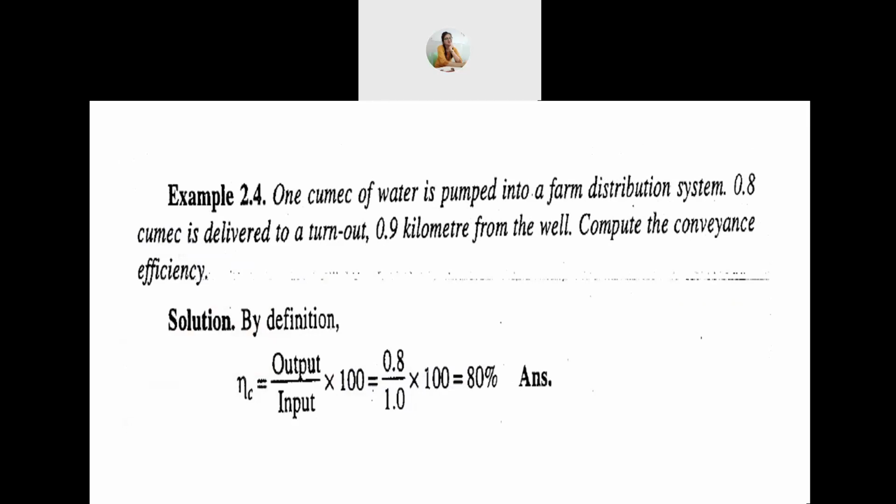So the next numerical is: 1 cubic meter of water is pumped into a farm distribution system. 0.8 cubic meter is delivered to a turnout 0.9 kilometer from the well. You have to compute the conveyance efficiency. As per the definition of conveyance efficiency, this is equal to output by input into 100. The output was given as 0.8 and the input was given as 1.0, multiplied by 100 is equal to 80%. 1.0 because of 1 cubic meter of water.